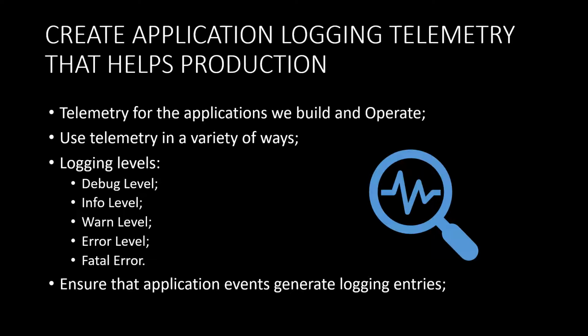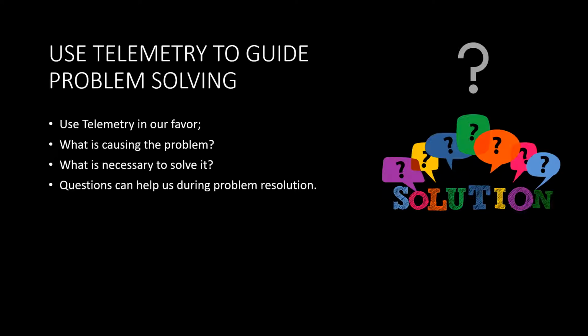In this context, we should ensure that all significant application events generate logging entries like system data access, faults, errors, failures, delays, etc. We must use telemetry in our favor because if there is a culture of blame, people would avoid documenting changes and displaying telemetry because the problem would be visible to everyone. But if the problem is visible and telemetry helps us achieve this purpose, we could speculate what is causing the problem and also what is necessary to solve it.